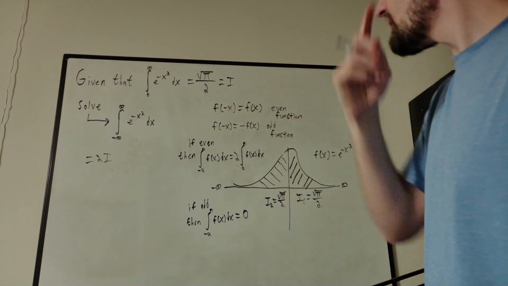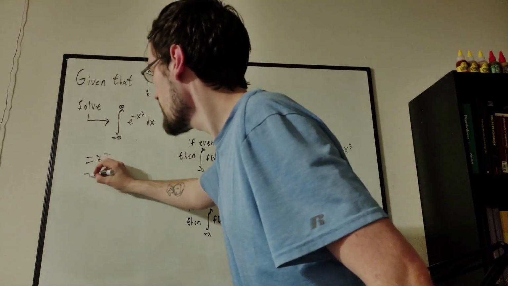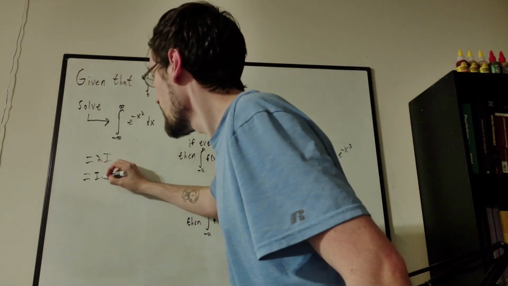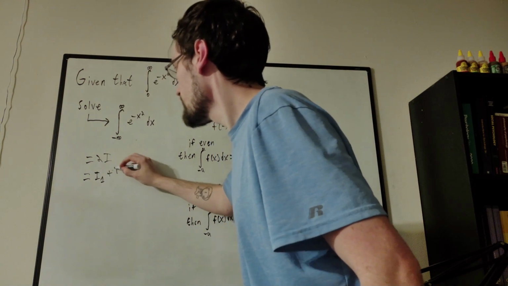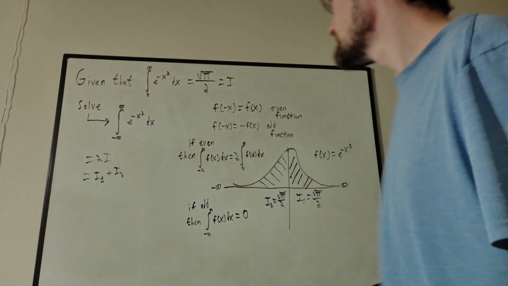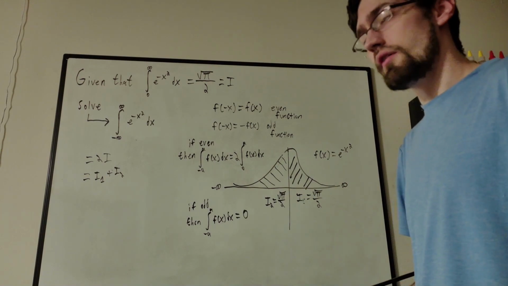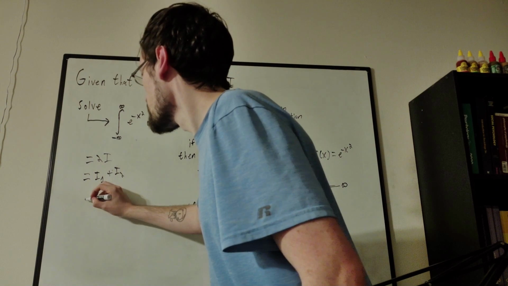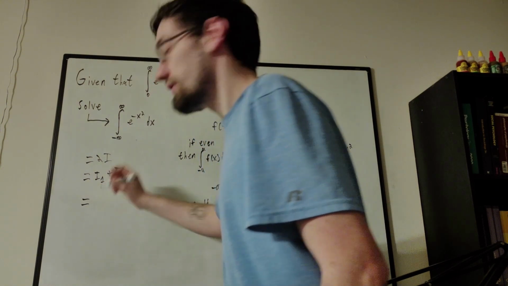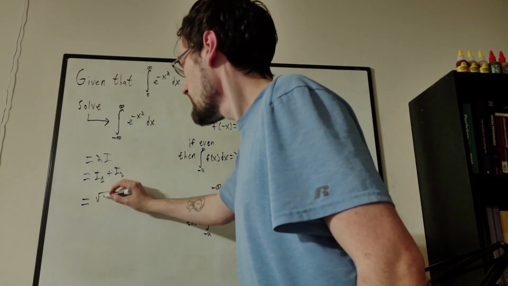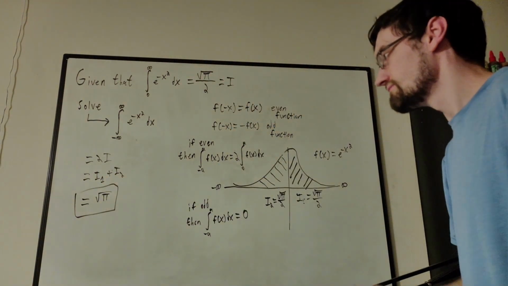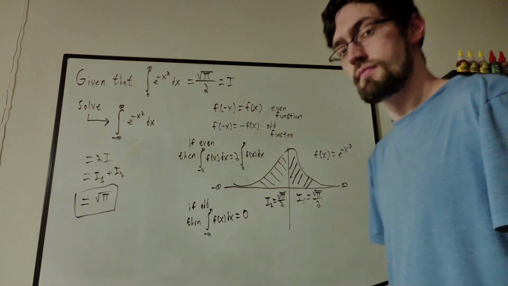So 2 times I is just the same thing as adding I sub 1 plus I sub 2. But that's just the square root of pi over 2 plus the square root of pi over 2. So our integral must then be equal to the square root of pi. And that's all we have.